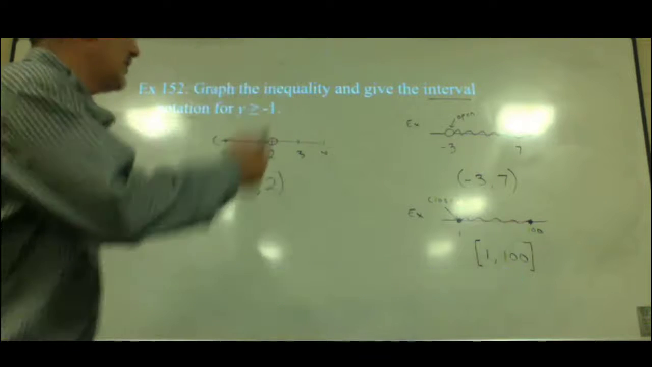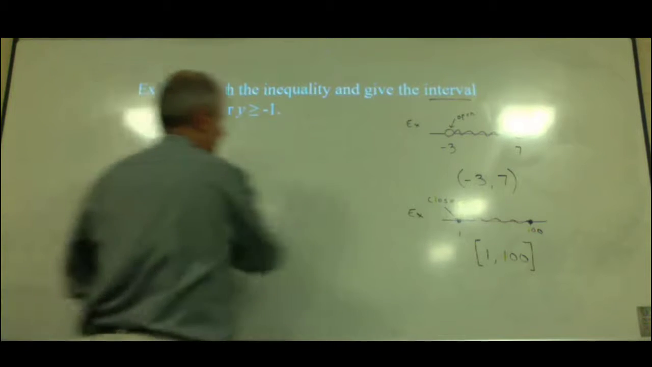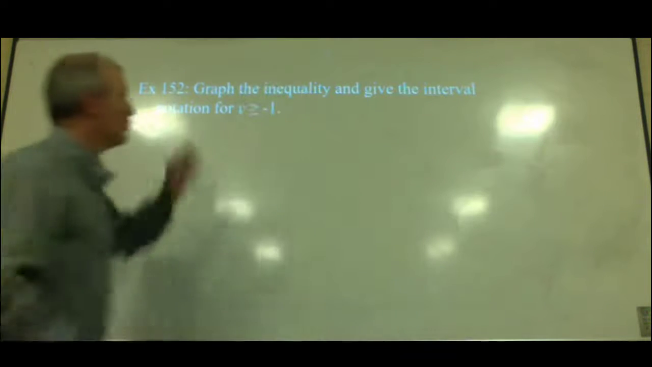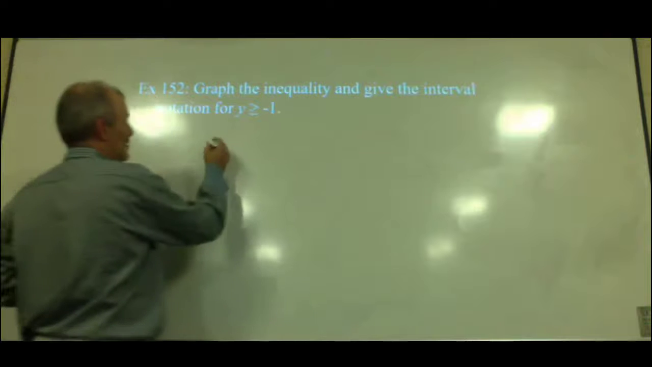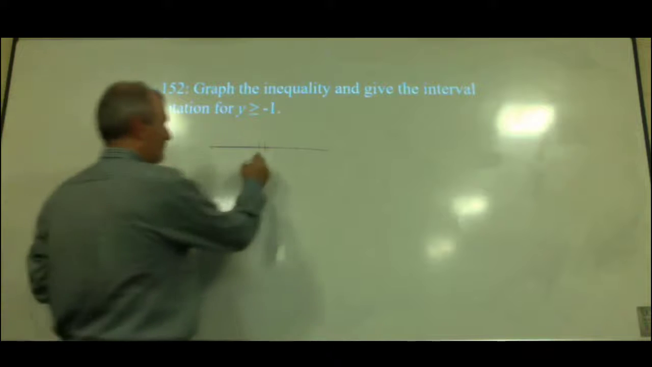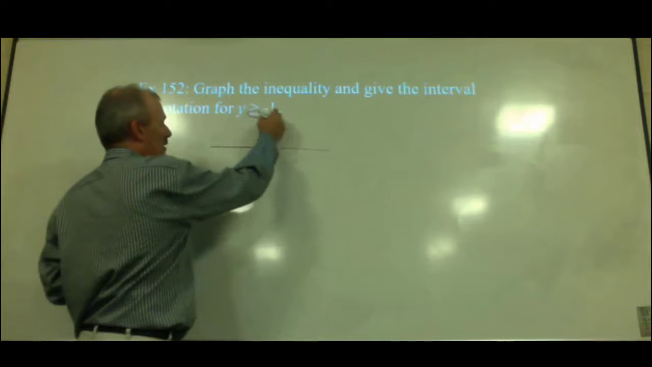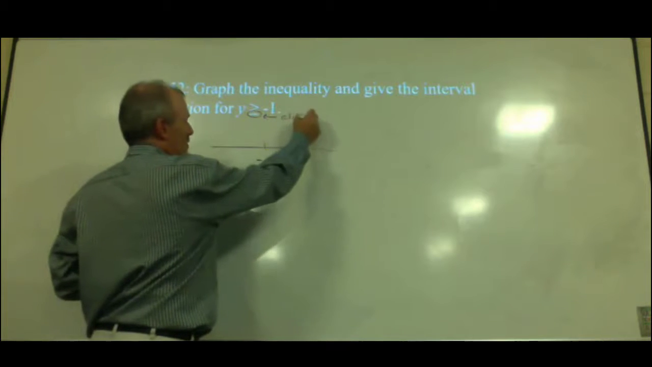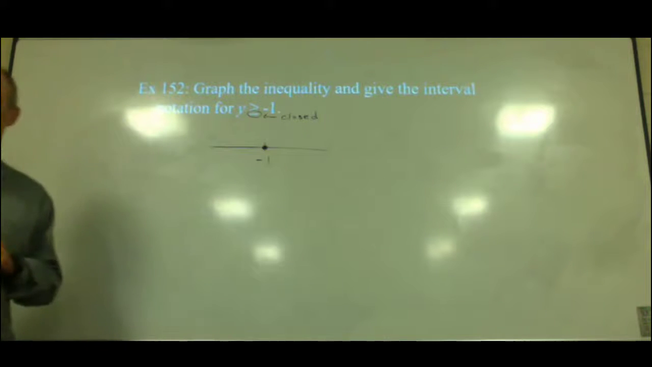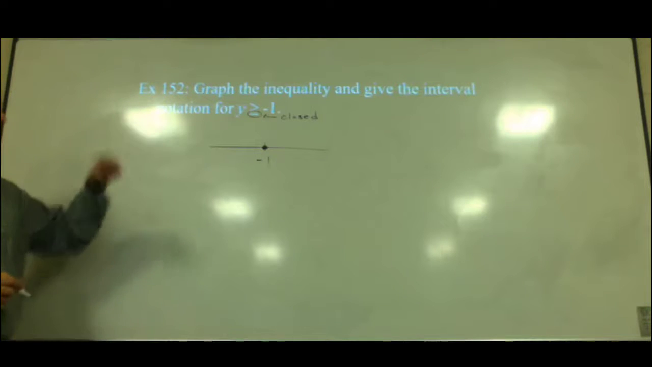Okay, so our next example. So let me erase. All right, so once again, we're going to graph it first and then interval notation. So graphing, what's our boundary point? -1. And then this time, because of the or equal to, that means this is a closed circle. So closed, filled in. And it's because of the or equal to part, because -1 does make this true.